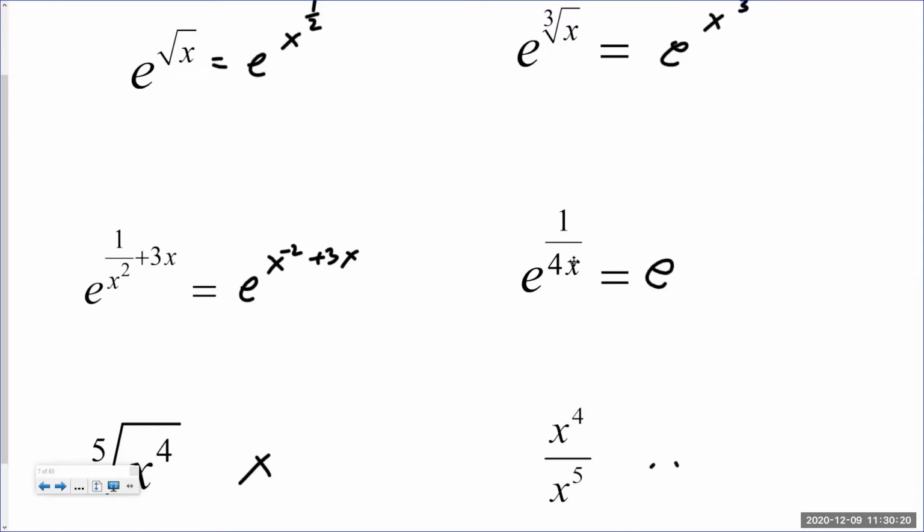Close. Don't move the 4 up, right? Because the 4 doesn't have a problem, right? It's the x that has a problem. So what you want to do is leave the 1/4, but move the x to the -1. Okay? All right, let's look at this.